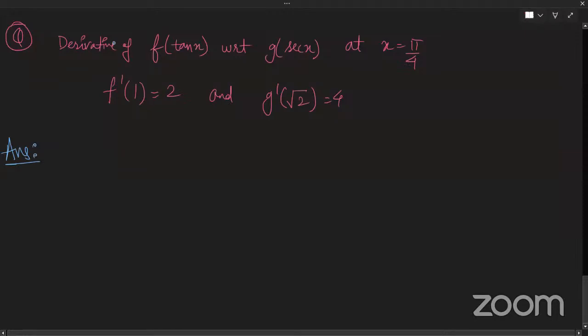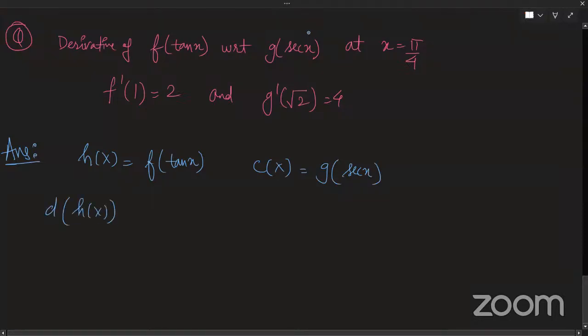So basically, just treat this as one function. You can name it anything you wish to. I'll name it some function h of x. H of x is f of tan x. And I can name the other any function, let me name it c of x. So it is asking me what is the derivative of h of x with respect to c of x.